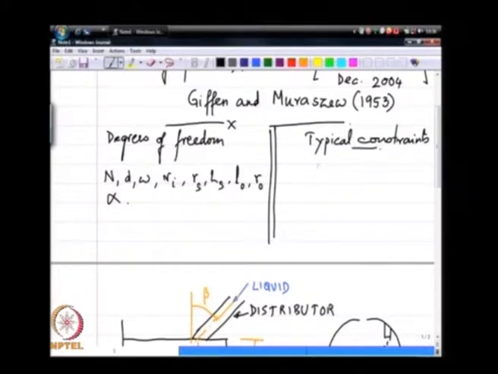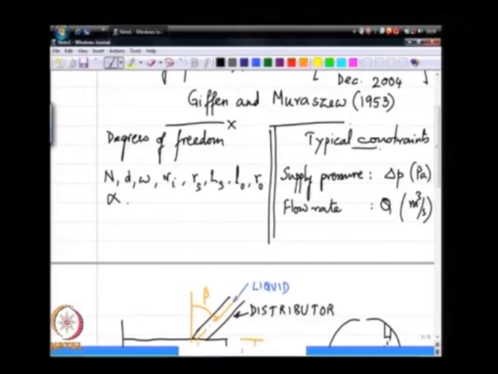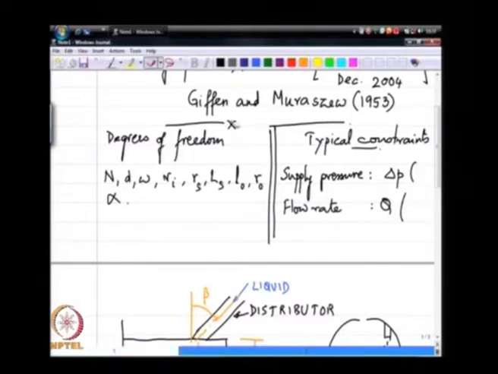Typical constraints that we have to meet are supply pressure is usually specified, flow rate that you want the nozzle to deliver is usually also specified. So, that is Q, we will say that is in meter cube per second, this is in pascals or bar typically. Let us be more engineering rather than SI units, we will say this is specified in bar, this may be specified in liters per hour or liters per second.